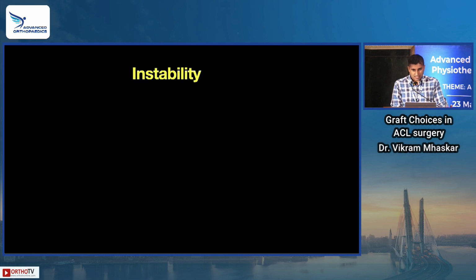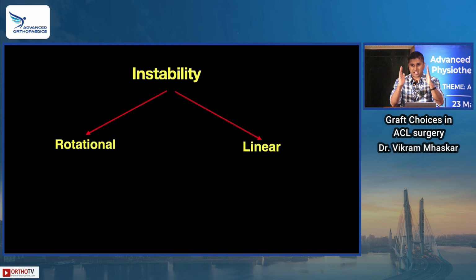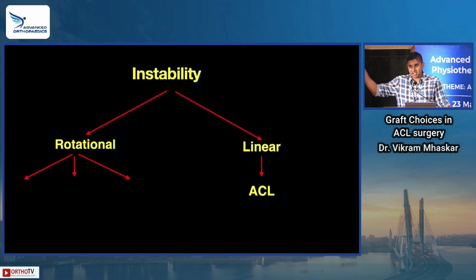So instability can be divided into 2 main parts, rotational instability and linear instability. Linear is in one direction. Rotation is in a 360-degree plane. Linear instability could be just the ACL alone. All right. Rotational instability is what I called ACL plus injuries. So you can't treat all of them the same. It's a menu approach to treating these cases. All right. It's like Chinese food. You can choose kung pao chicken, chili chicken, whatever you want.